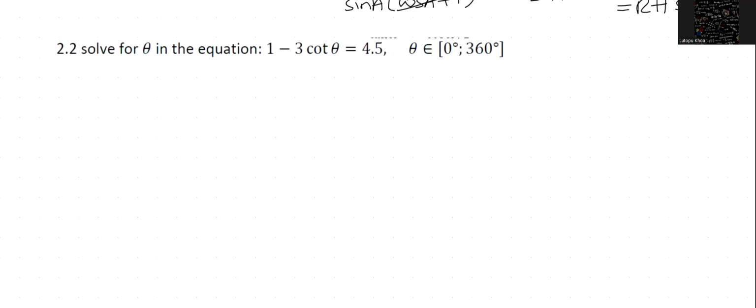We have to solve for theta in this equation. When you're given these questions, always remember the steps. Step number 1 is you need to make sine, cos, or tan the subject. So here I have 1 minus 3 cot theta is equal to 4.5.